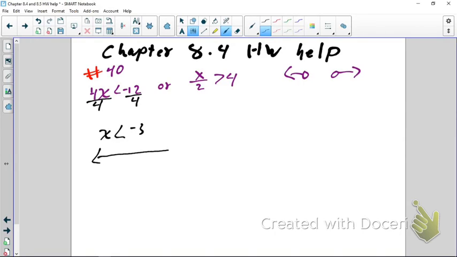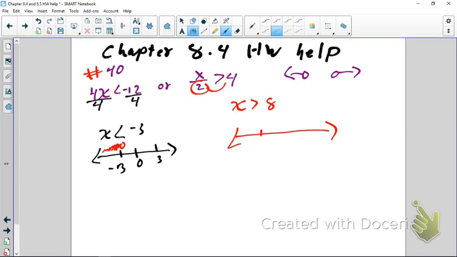And the way that looks is, here's positive 3, here's 0, here's negative 3, and it's everything that is strictly less than that. Let's look at the next one. It says I have x being divided by 2. To get rid of division, we multiply, so I'm going to take the 2, multiply it across, and I get x is greater than 8. On the number line, this is the way it looks. So I have negative 8, 0, positive 8, anything that is greater than that.